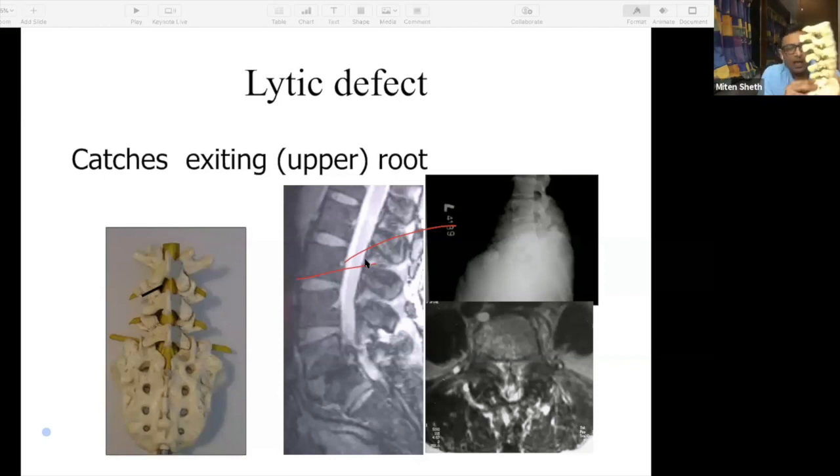The practical point is, where there's a lytic listhesis, the posterior part of the spine disconnects from the anterior part. So the spine shifts in the front, leaving the posterior part behind, which means there is never any central stenosis, which means that this patient can never be paralyzed in life.